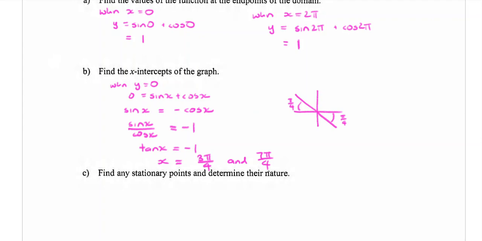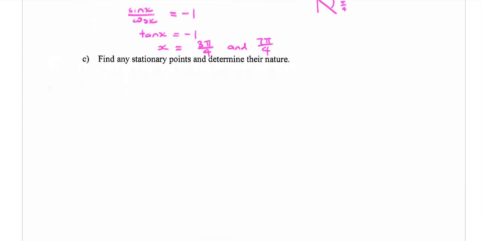Okay, part C. Find any stationary points and determine their nature. Stationary points are when the derivative does what? Equals 0. I need a derivative. y dash equals, my equation was sine x plus cos x. So what's the derivative of sine x? Cos x. And what's the derivative of cos x? Oh, you said that. I thought I'd catch somebody, but no. You're very good with your minus signs. Well done. Negative sine x.